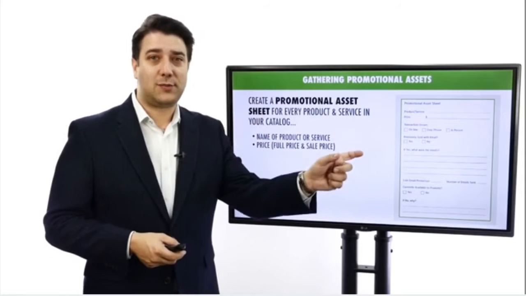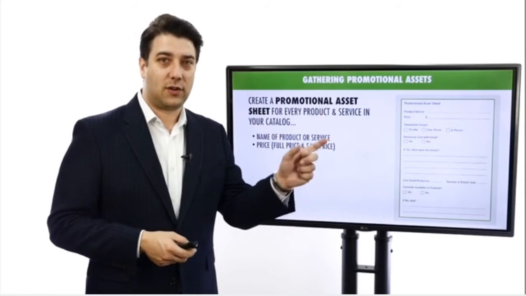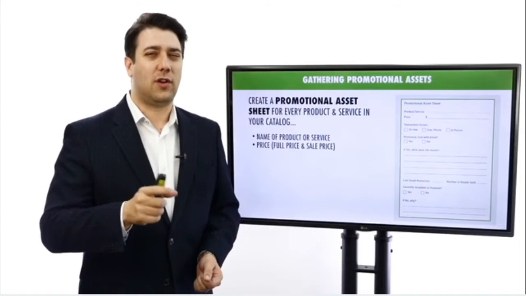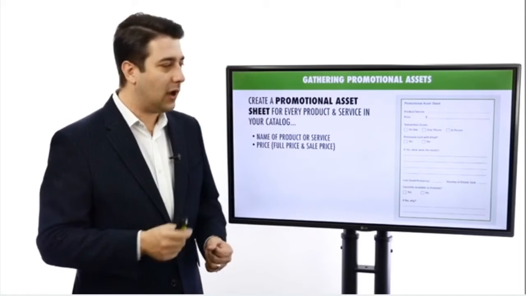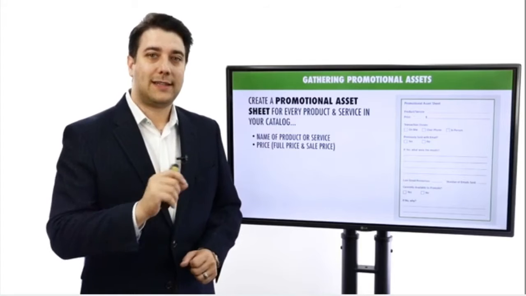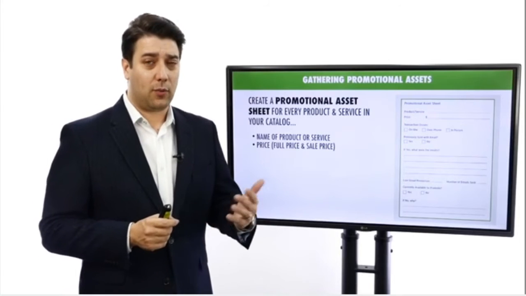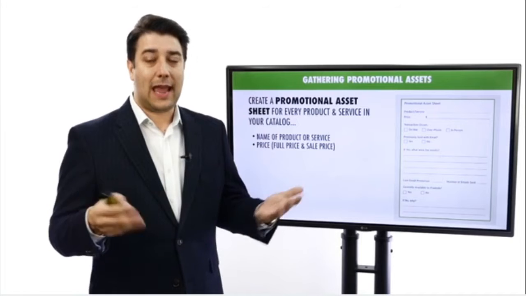So the full price of this product or service is this. The sales price is this. If there are any stipulations on how often or what season you can run, that should be denoted next to the sales price. So for us, we know that we have several products that we use as acquisition products.